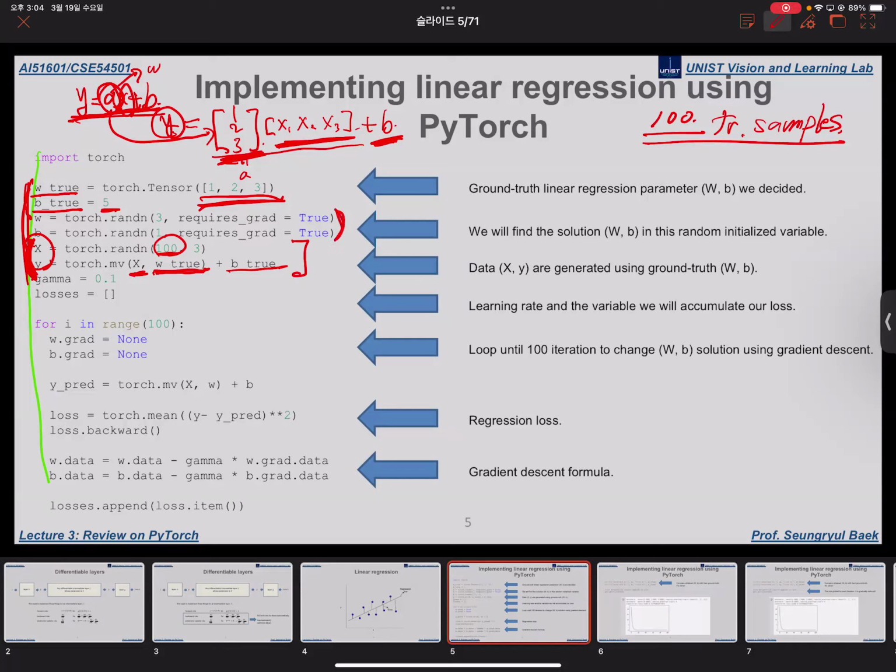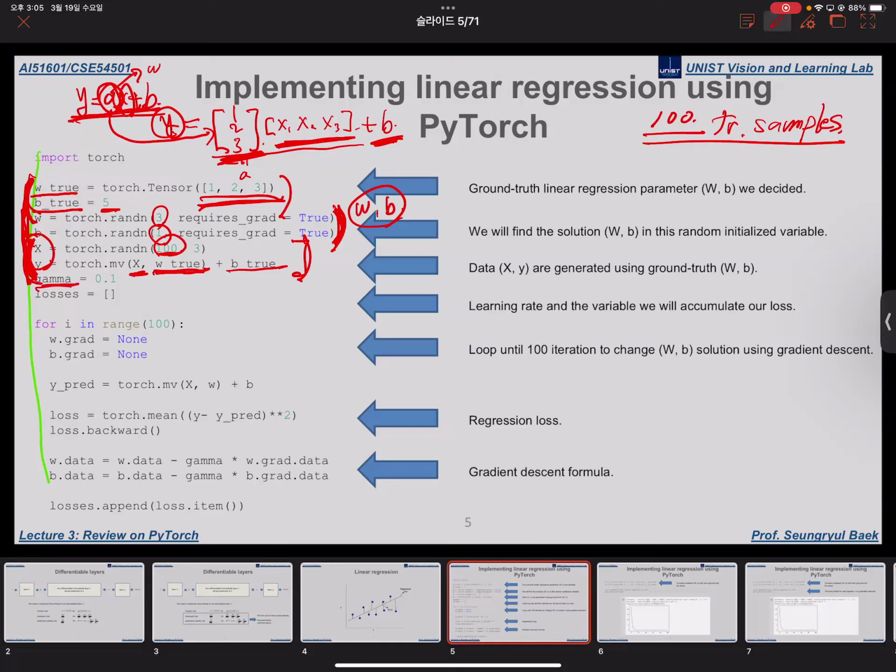And also we have to randomly initialize our parameter W and parameter B with these two lines of code. These lines are for generating the training data, but we also have to initialize our parameters, which are W and B. This means W is in 3 dimensions, and B is in 1 dimension.